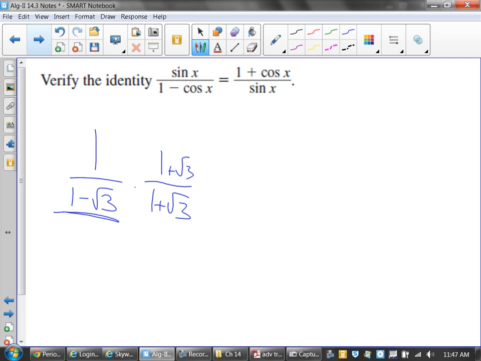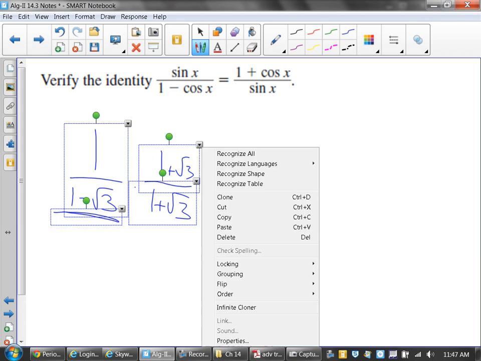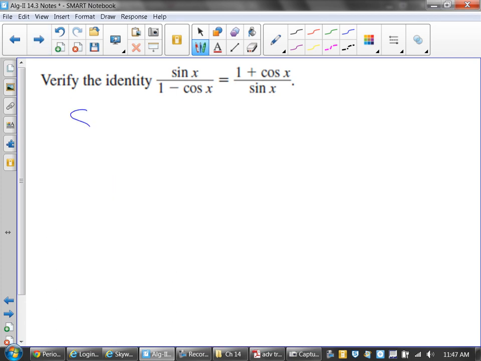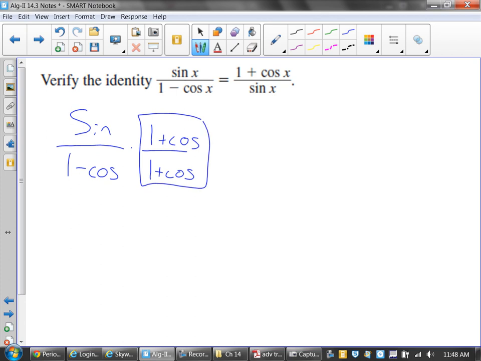Similarly, we can do that with trig stuff. In order for us to do that with the trig stuff, we're going to start with sine over 1 minus cosine. If I want to get rid of the 1 minus cosine out of the denominator, I'm going to multiply by its conjugate, 1 plus cosine. Because what is this fraction equal to? It's just equal to 1. Right? It's a very fancy one.